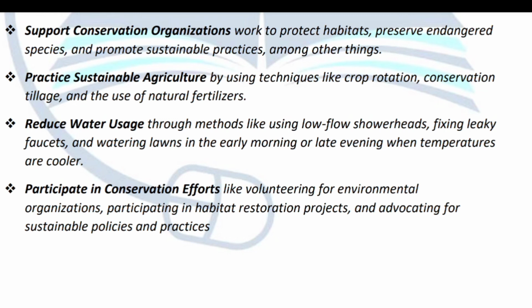So once we participate in conservation efforts, it will also help in conserving the resources, by participating in habitat restoration projects, by advocating various sustainable policies, and by advocating various sustainable practices. So these are the things that automatically conserve the various types of resources if we focus on the environment very carefully and maintain the environment very carefully.